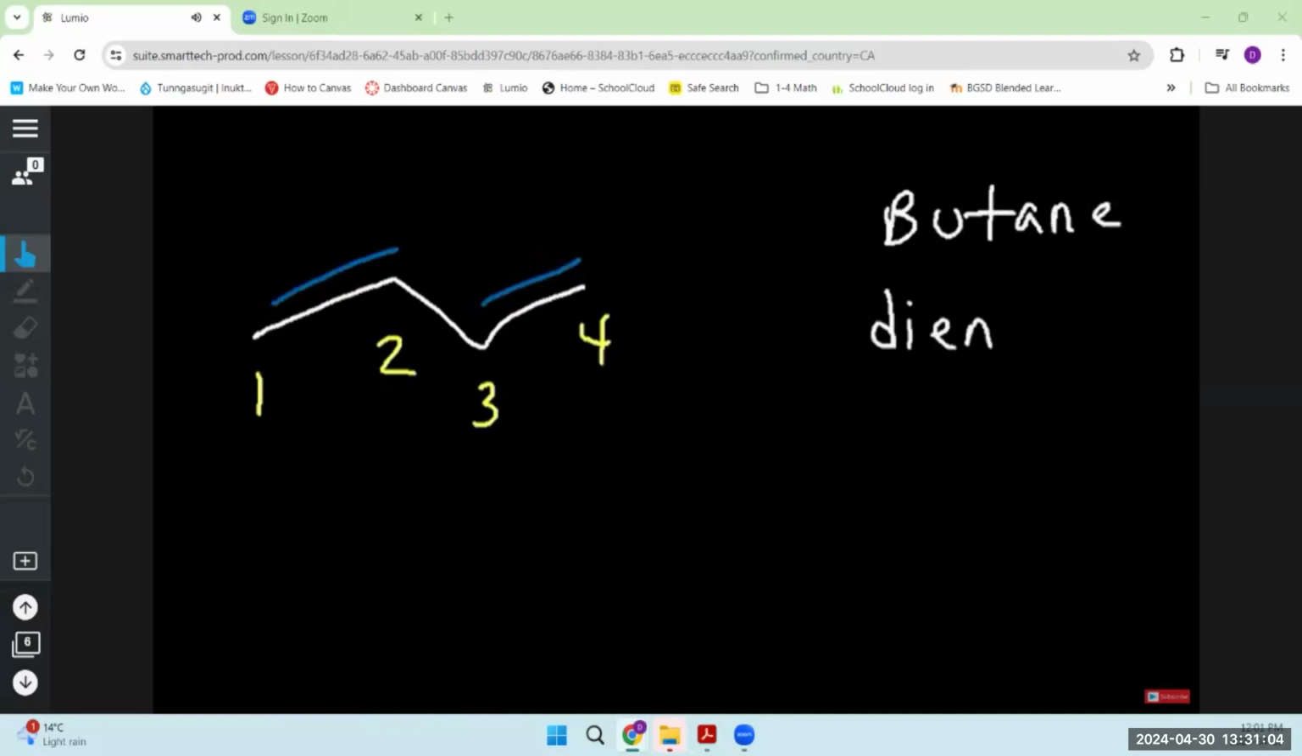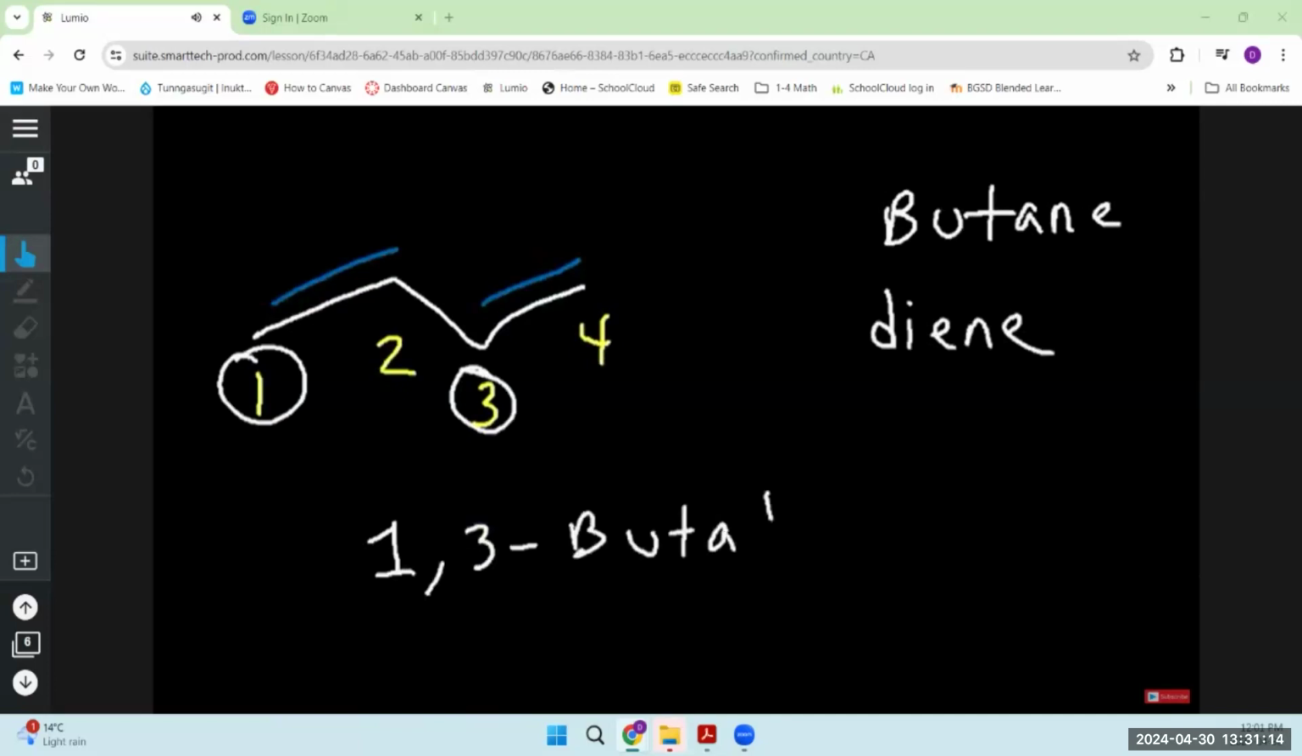Now how about this example? What if we have 2 double bonds? What should we do in this case? Now we have a total of 4 carbons, which is associated with the name butane. But since we have 2 double bonds, we need to add the suffix diene for the 2 double bonds. So we have a double bond at 1 and at 3. So it's called 1,3-butadiene.